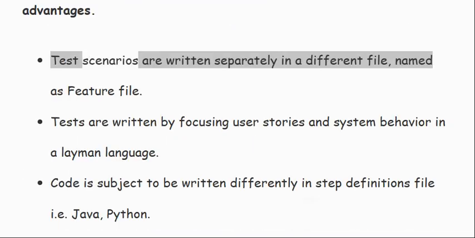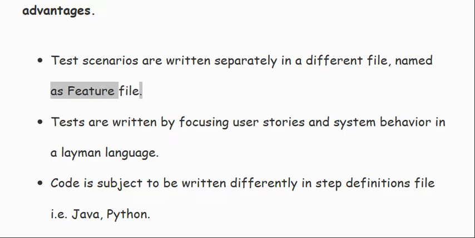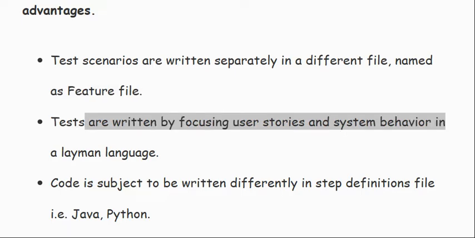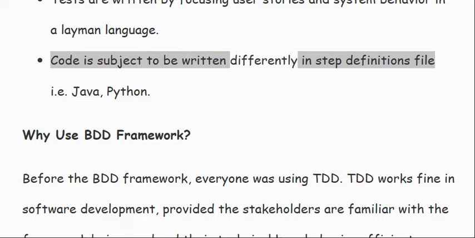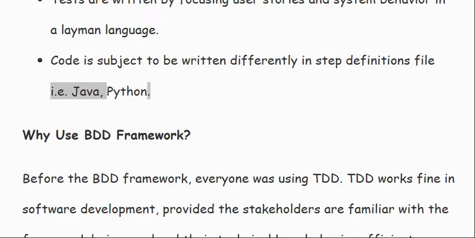Test scenarios are written separately in a different file, named as feature file. Tests are written by focusing on user stories and system behavior in a layman language. Code is written differently in the step definitions file in Java, Python.